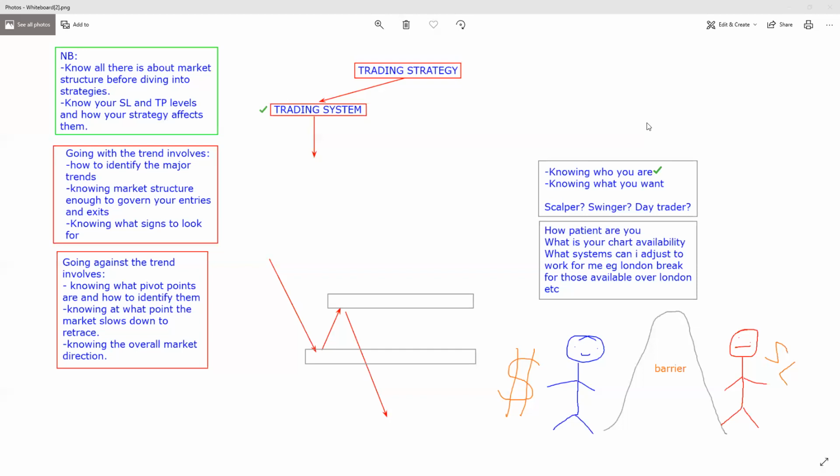They can also trade the London session, because it has volatility. So if they have the London period to spare, they can work around a strategy that will be able to tackle the London period. And that is basically the introduction to building a trading system: knowing yourself.